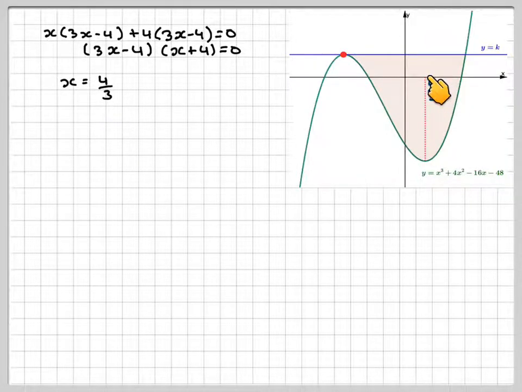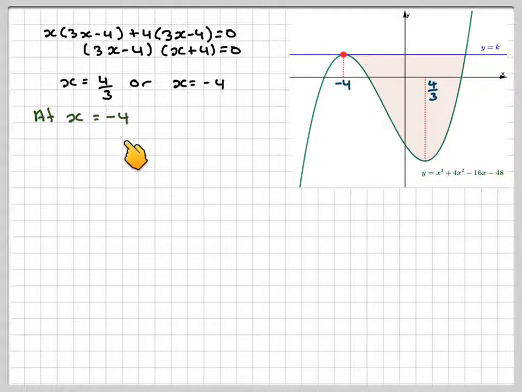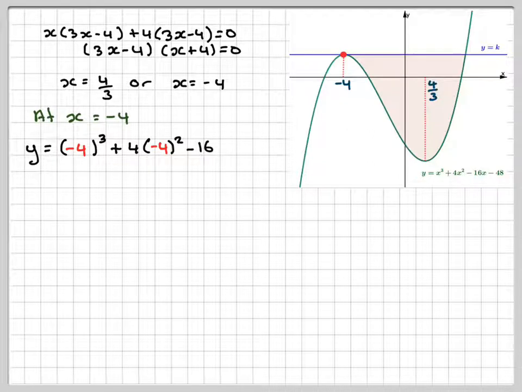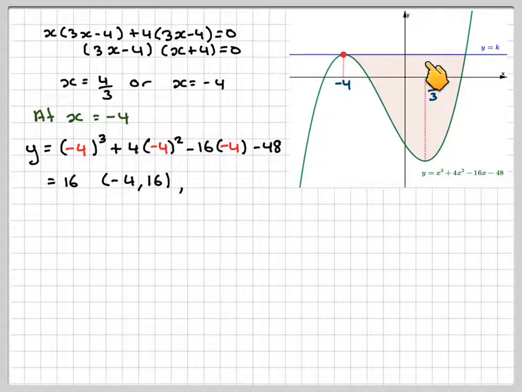Now 4 over 3 is here, so that would be actually the other point here, the minimum point. And x is equal to minus 4 is over here, the maximum point which we actually want. We need to find the y coordinate, so at x is equal to minus 4, we substitute back into y. So y will be minus 4 cubed plus 4 times minus 4 squared minus 16 times minus 4 minus 48, and that will give me 16. So the coordinate of this particular point here is going to be minus 4, 16, and this is the line y is equal to k. Therefore, k will be equal to 16, and we have the line y is equal to 16.